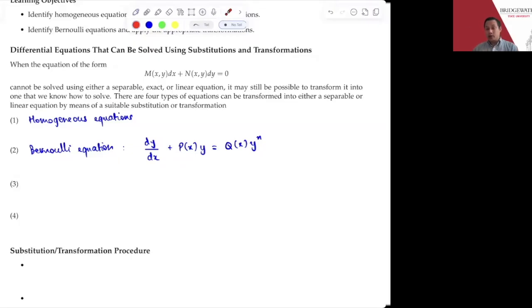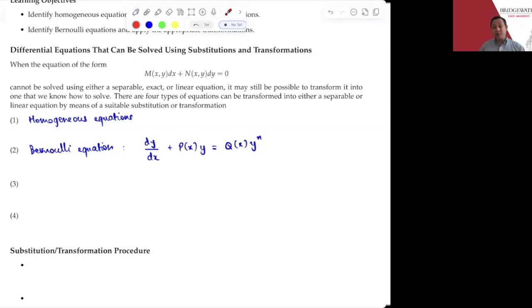If n is equal to 0, then that is good, and you can use integrating factor. If n is equal to 1, you can use separation of variables. However, in the case of n greater than or equal to 2, you cannot use any of the techniques that we learned so far. So you have to manipulate this Bernoulli equation again to arrive at something that you can use a technique like separation of variables, integrating factor, or exact.